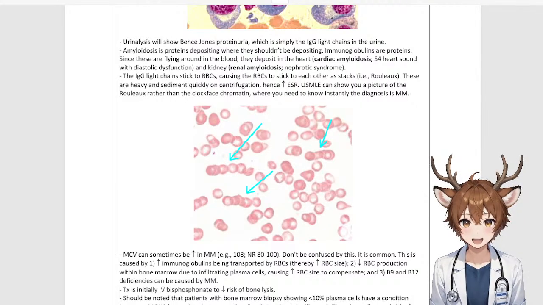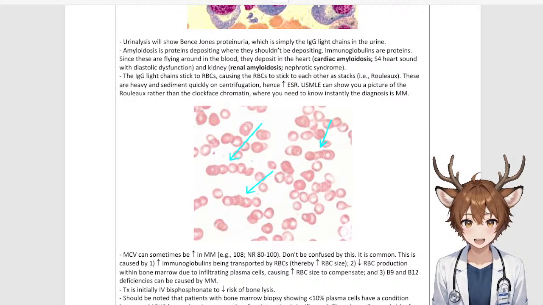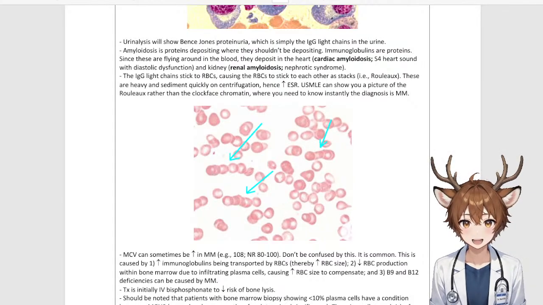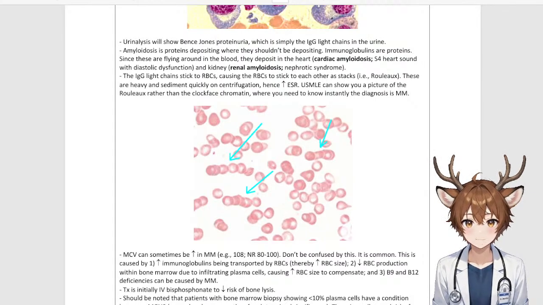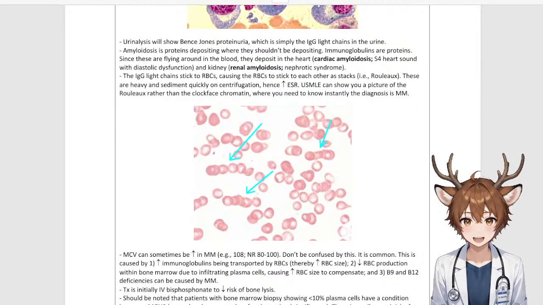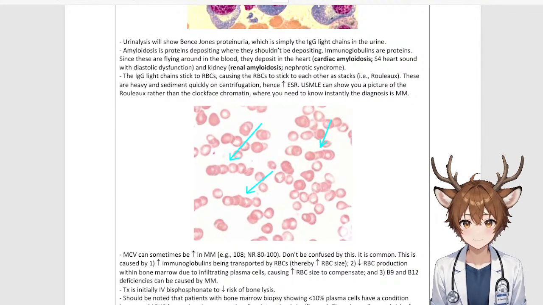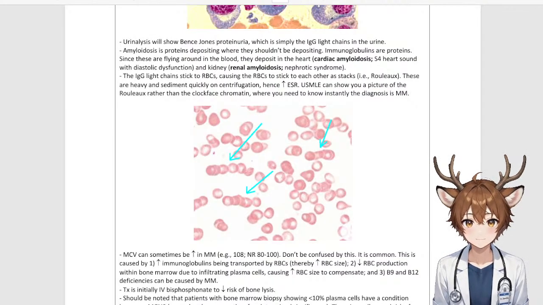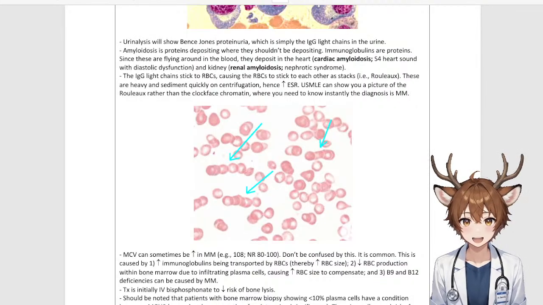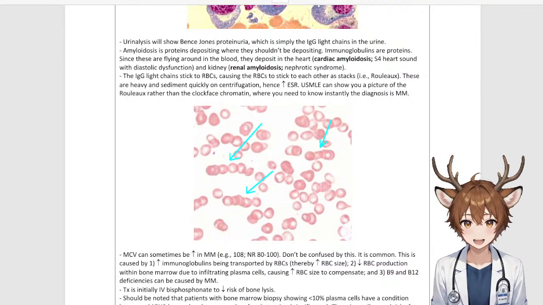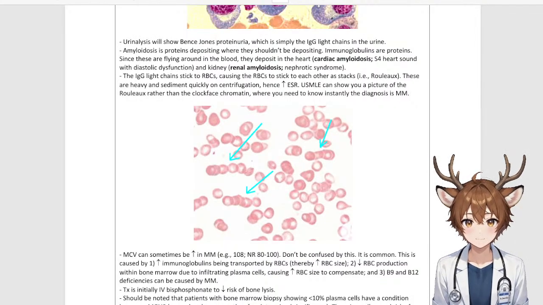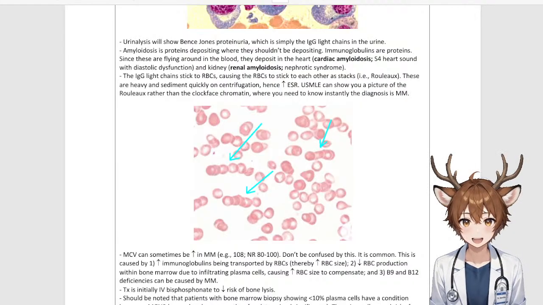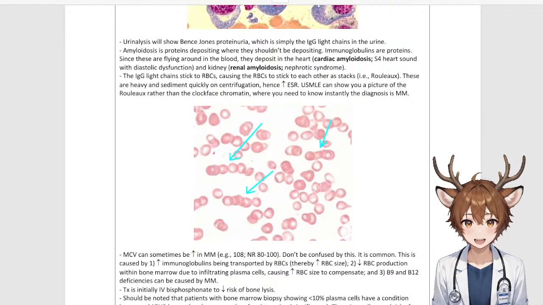B9 and B12 deficiencies can be caused by multiple myeloma, which is why they're going to have a potentially macrocytic presentation. Well, the MCV would be high because B9 and B12 deficiencies can induce a macrocytic anemia. Deficiencies of those two can cause a macrocytic anemia.